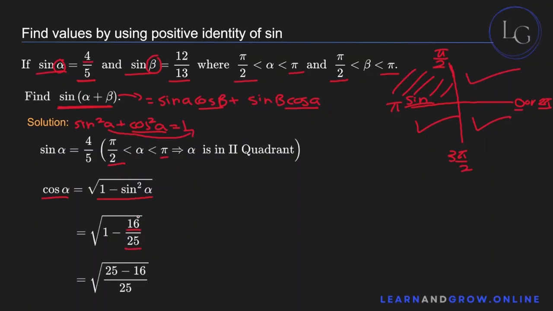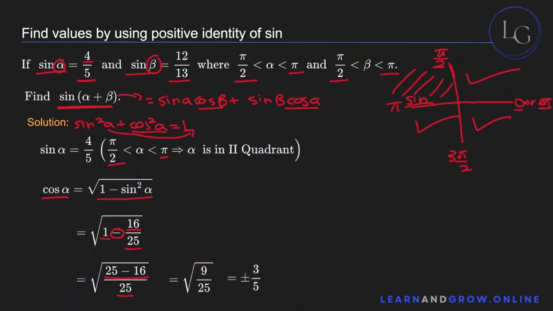Now you can take the LCM, multiply this 1 with 25 and also divide it by 25, so you get 25 over 25. So you can now add up the numerators: 25 minus 16, because of the negative sign here, over 25. That becomes 9 over 25. Take the under root of 9 over 25, what do you get? You get positive or negative 3 by 5.